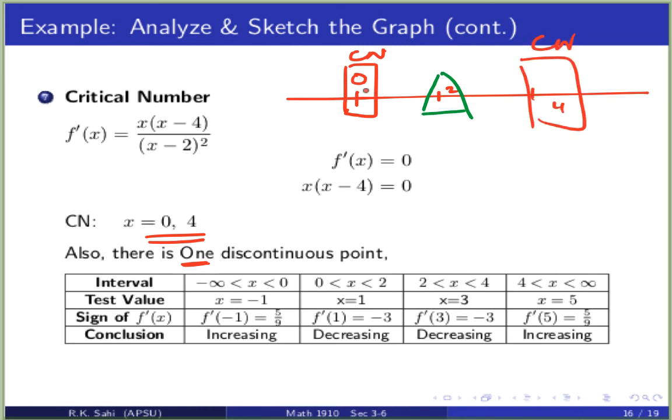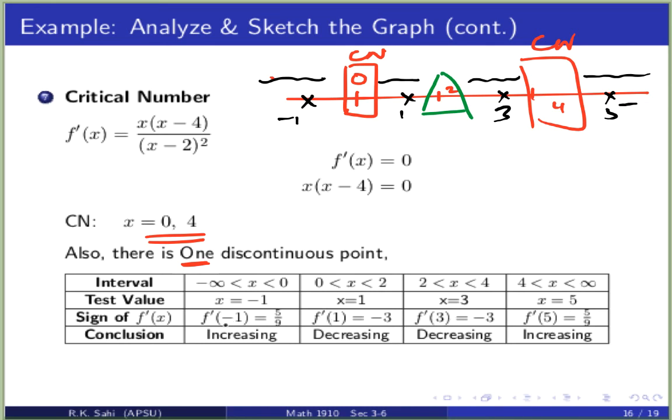So I will have 4 intervals: minus infinity to 0, then the interval from 0 to 2, the interval from 2 to 4, and 4 to infinity. Pick test values: minus 1, 1, 3, 5. Now evaluate the first derivative at minus 1, 1, 3, 5.